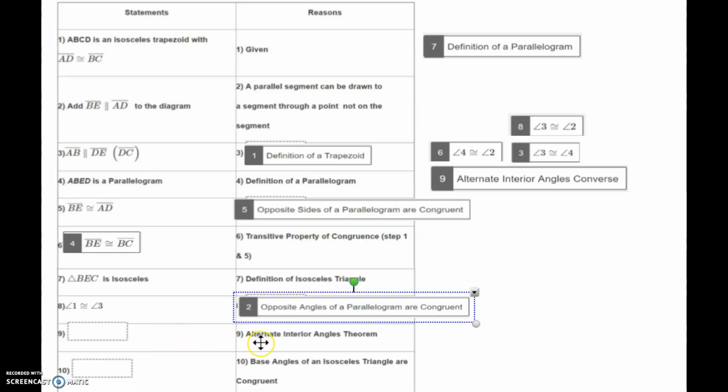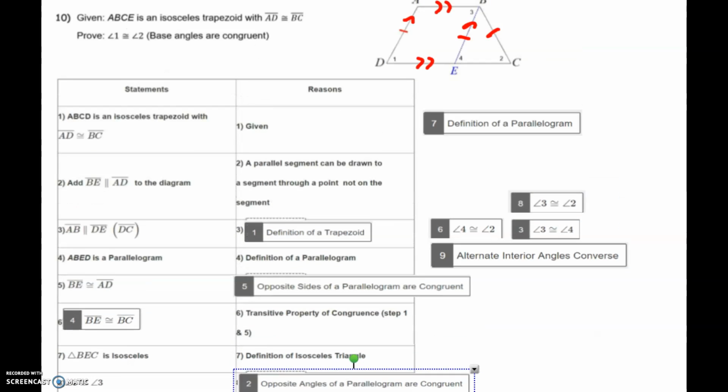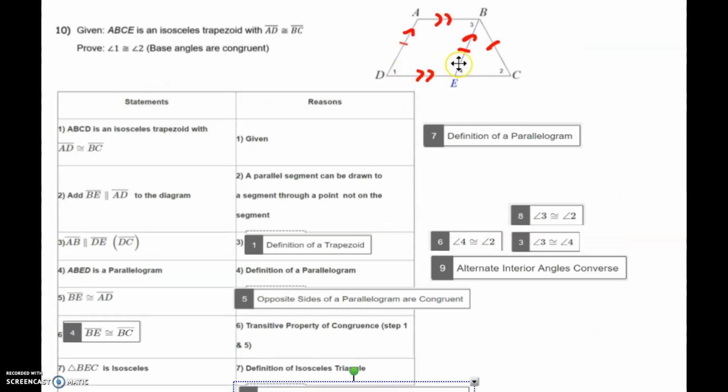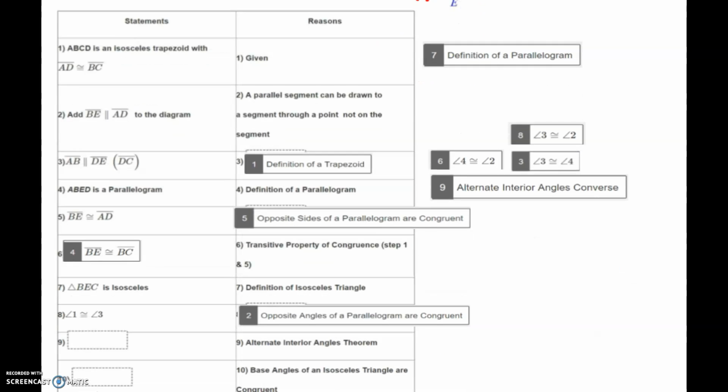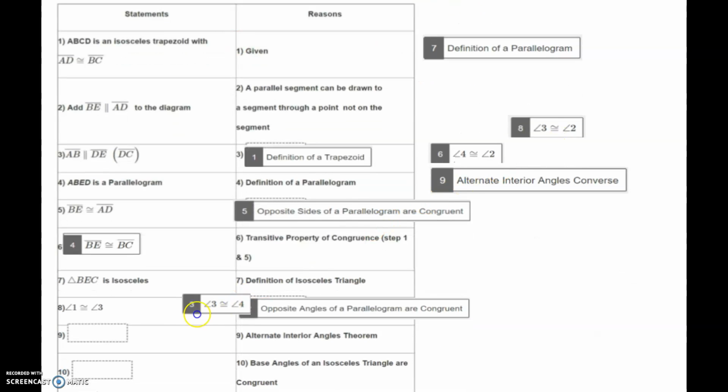The next step, they ask us to use the alternate interior angles theorem. So if I look up here, I want to find a pair of alternate interior angles. Now the only pair I have here are 3 and 4. Those are alternate interior angles. So we can say that those guys are congruent. And then they ask us to talk about the base angles of our isosceles triangle and say they're congruent.